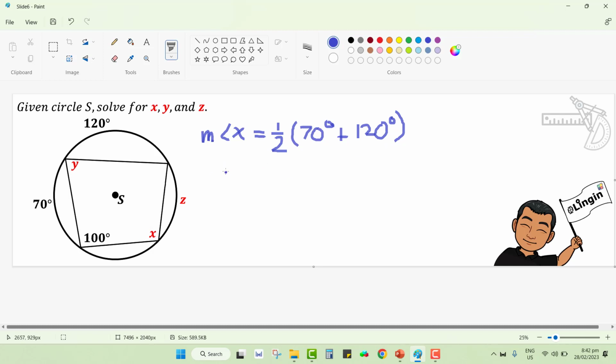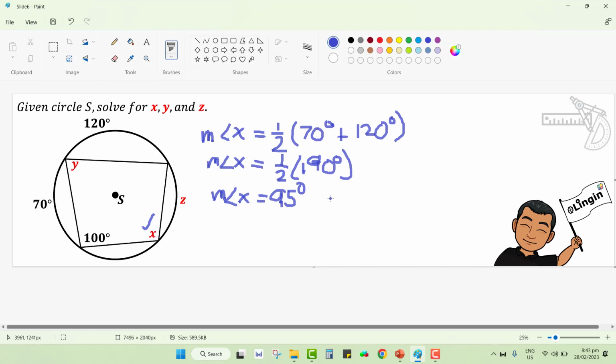This would mean we can compute the measurement of angle x as 1/2 of the sum, which is 190 degrees. And half of 190 is the measurement of angle x, which is equivalent to 95 degrees. This is the measurement of angle x here.